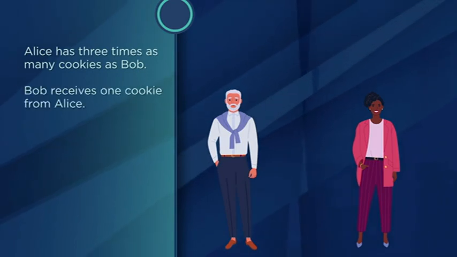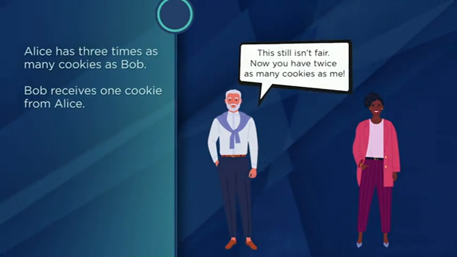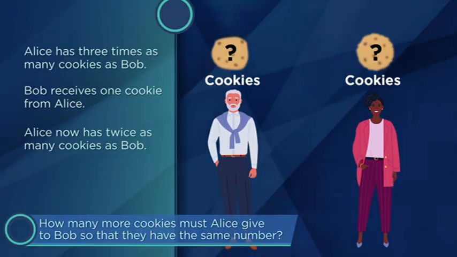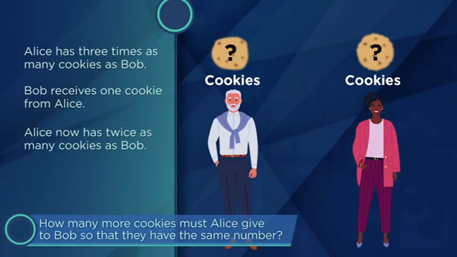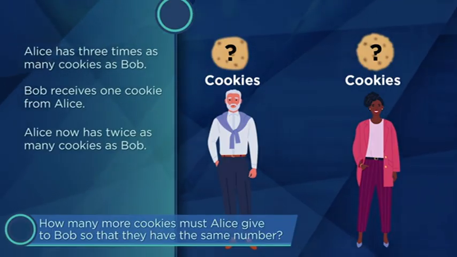Alice handed over 1 of them. Bob said, "This still isn't fair. Now you have twice as many cookies as me." The question is, how many more cookies must Alice give to Bob so that they have the same number? And no, I didn't forget to tell you how many cookies there are in total. You just don't need that piece of information.